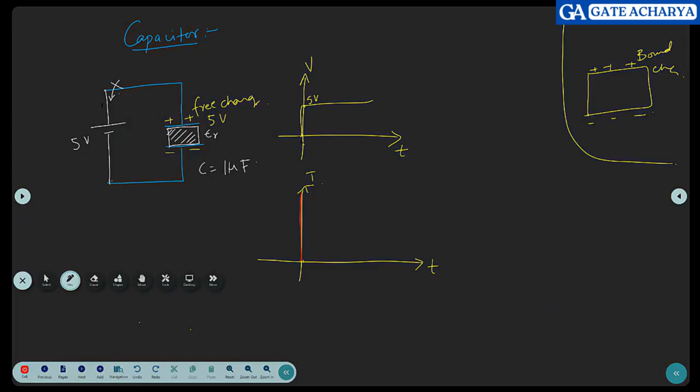This is practically. I should explain it mathematically, right? What is I? I is C dV by dt. When you differentiate a voltage graph, you should get this. When you differentiate a constant, it is 0. There is only change here. Only during that change you will get an impulse. This is the answer.